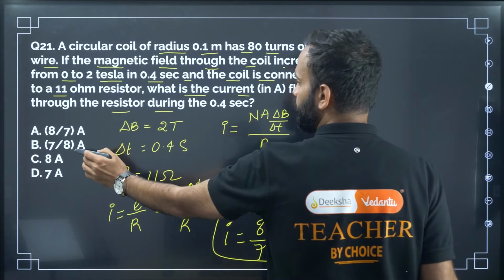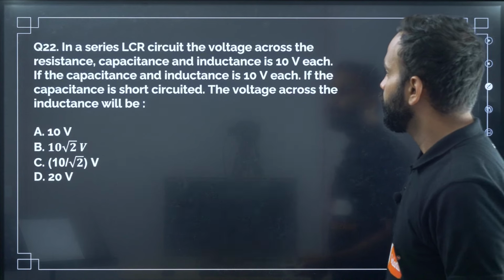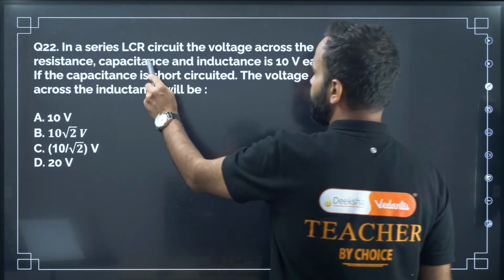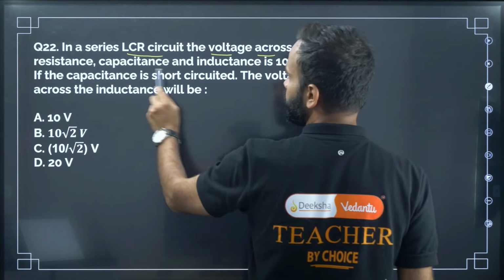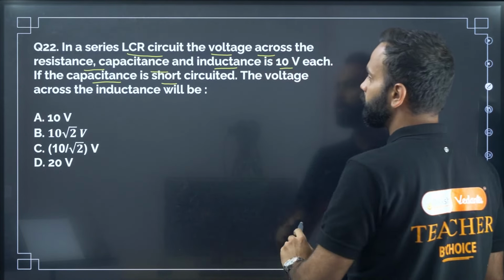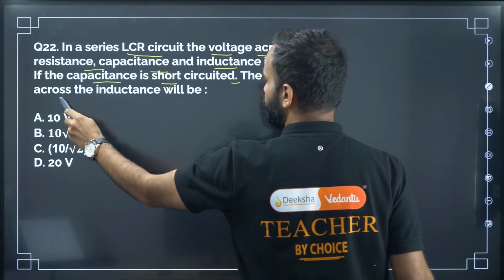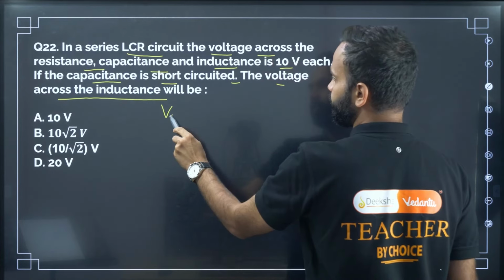The correct option is A. Question number 22. In series LCR circuit, the voltage across the resistance, capacitance and inductance is 10 volt each. If the capacitance is short circuited, the voltage across the inductance will be, okay, we need to find the voltage across the inductance, that is VL.